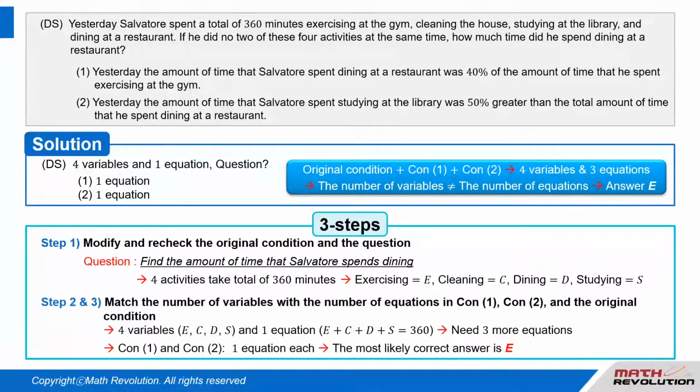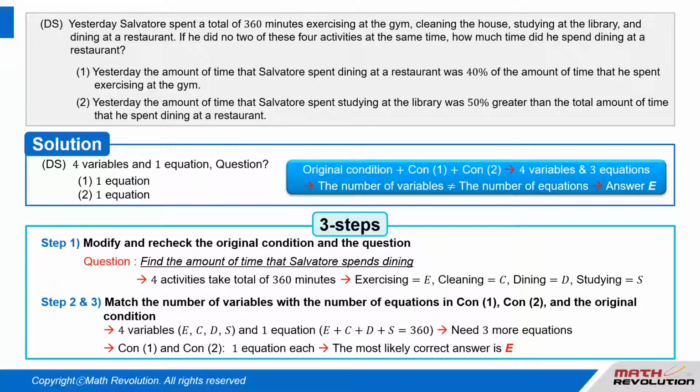Follow the second and the third steps. From the original condition, we have 4 variables: E, C, D, and S, and 1 equation. E plus C plus D plus S equals 360. To match the number of variables with the number of equations, we need 3 more equations. Since conditions 1 and 2 will provide 1 equation each, E would most likely be the answer.